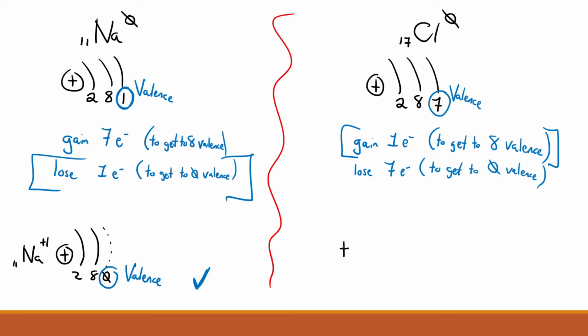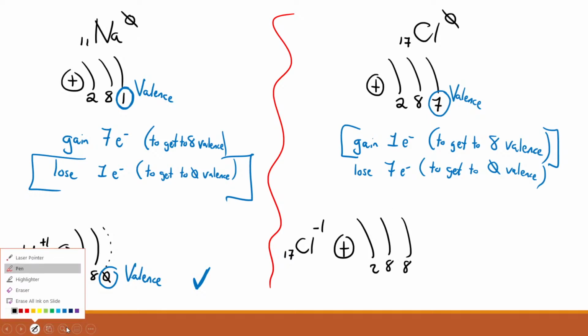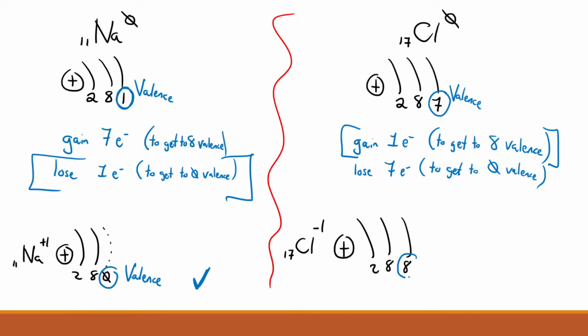And when we look at the resulting ion that is formed, we have a negatively charged ion because it gained electrons. It's -1 because it gained 1 electron. And it has 8 valence, 8 electrons in its outer shell, which is what it wants.